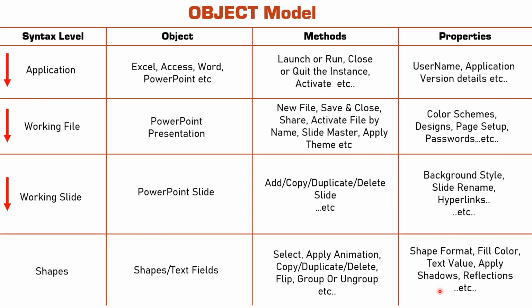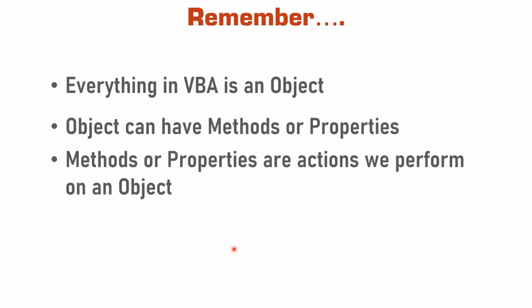So it is particularly important to have a clear understanding of methods and properties at each syntax level against their respective objects. So always remember, everything in VBA is an object. It's not like the object has to come only at the end. It can be at any instance, as explained in the previous table. Every object can have methods or properties, and we have seen them already. Methods and properties are actions we perform on any object. So always remember these 3 points.